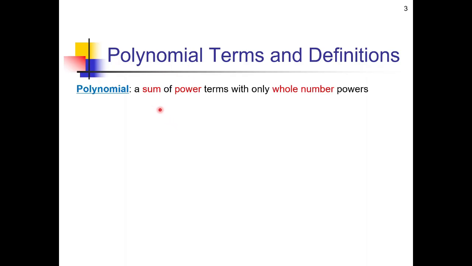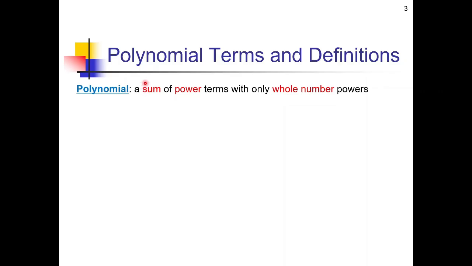Before we dig too deep into polynomials, let's make sure we have a common understanding of some key terms and definitions that we'll be using throughout this lesson. We should start by defining what a polynomial is. That's a pretty important one because that's what this entire chapter is about. So a polynomial is a sum of power terms with only whole number powers. And there's a lot in this one statement, so let's break it down a bit.